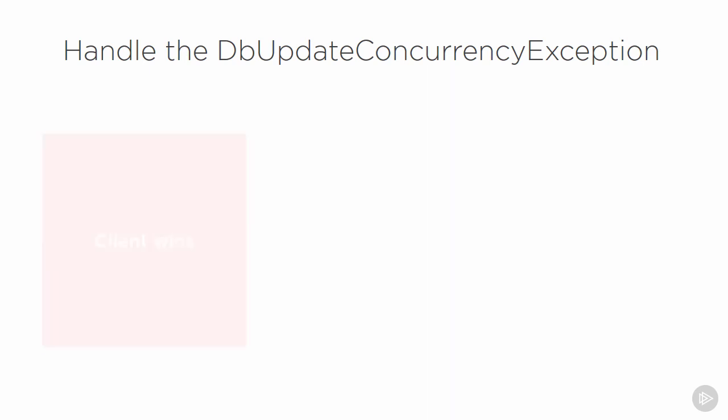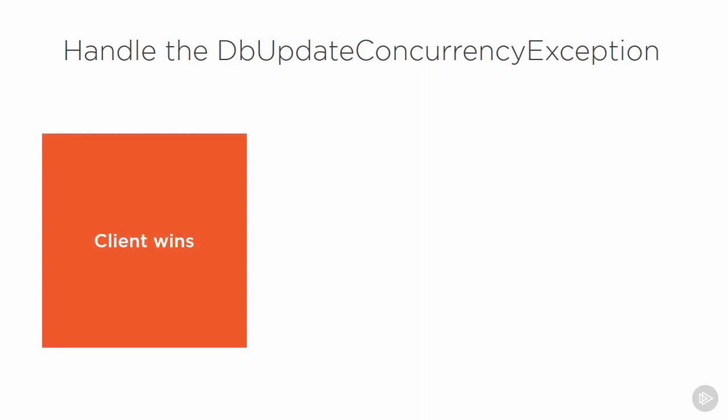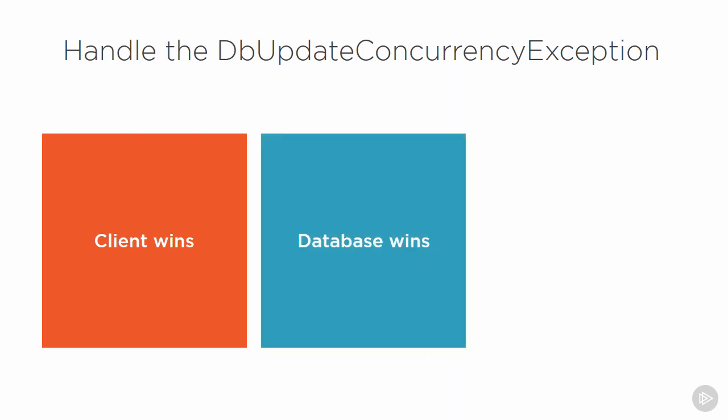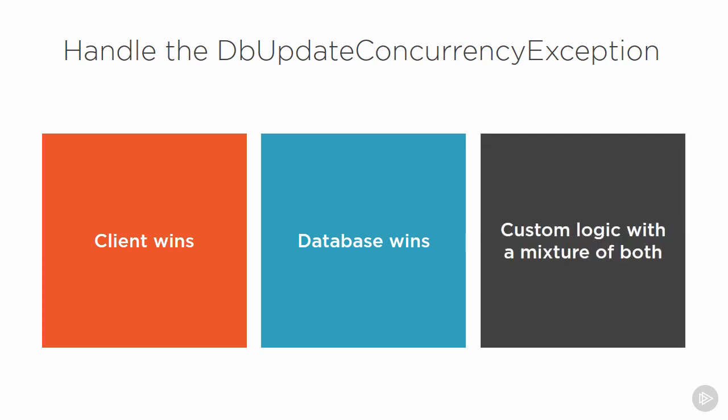You can implement the client wins scenario where the data of the user is stored and any change in the database is just overwritten with the new data. You can also implement the scenario database wins. Here the changes of the user are just thrown away and the data is reloaded from the database. These are the two main scenarios. And of course you can also build custom logic with a mixture of both of these scenarios.